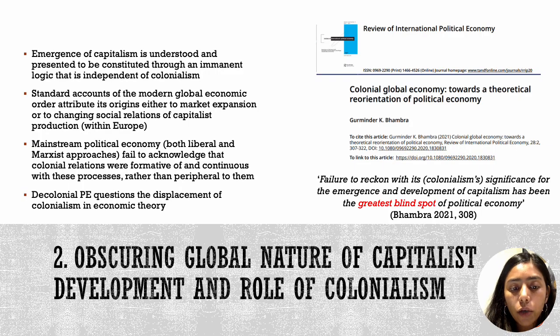Decolonial political economy questions the displacement of colonialism in economic theory. Most of my presentation in the next few slides is using Gurminder Bhambra's article in the Review of International Political Economy that I have put in the reading list as a recommended reading, where she points out that the failure to reckon with colonialism's significance for the emergence and development of capitalism has been the greatest blind spot of political economy.